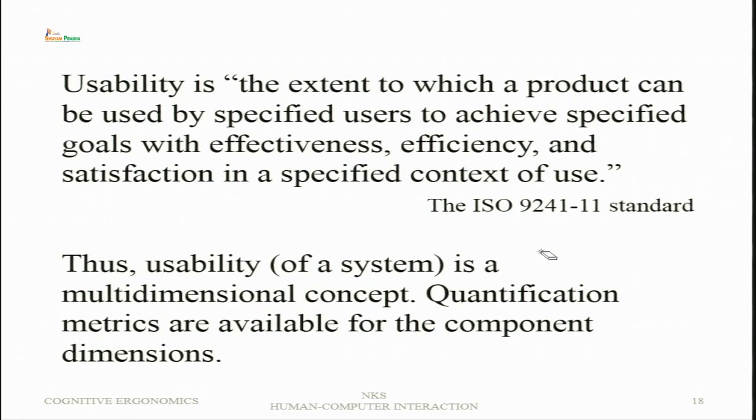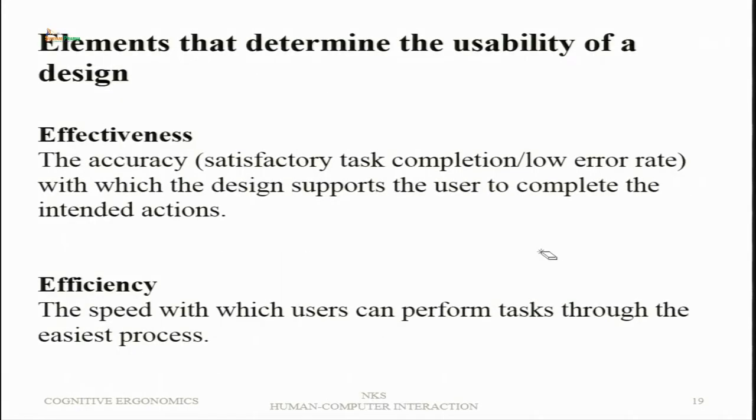We can take weighted combinations, or we can find out how different elements are weighted. For example, whatever metrics are available, we can ask the respondents to weight these three dimensions. So which is the most important, effectiveness or efficiency or satisfaction, and respondents may assign certain numbers, and these become the weights. So let us see how these elements can be defined and measured.